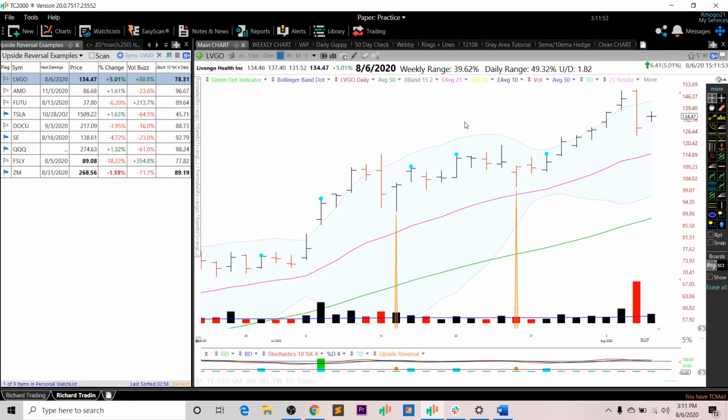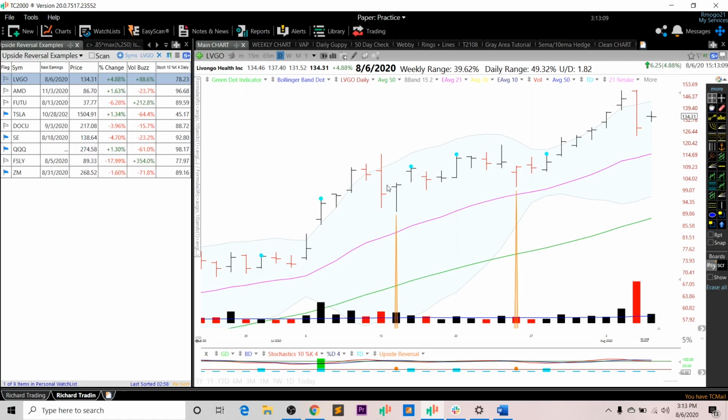And so I've been looking to find these alternate entry points that get you in with a solid cushion before that breakout. And I use the stochastic crosses, the green dot, the teal dot, the Bollinger Band bounces, all those different kinds of entry setups. And the upside reversal is just another one to add to your arsenal.